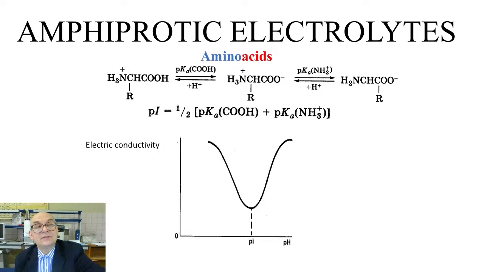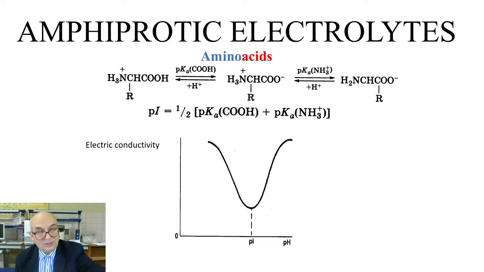And again, look at the graph. Electric conductivity increases dramatically if pH rises. Why? Because the isoelectric state of amino acid is transferred into a negatively charged form. Concentration of anions of amino acid rises, and electric conductivity is correspondingly raised too.